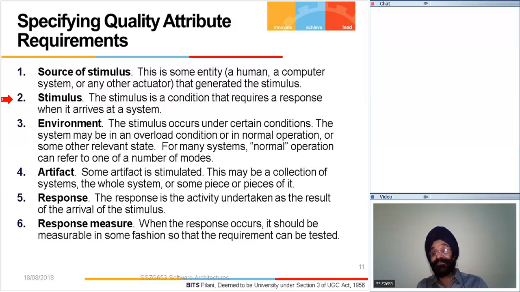Now, someone says, well, how is an artifact different from the source of stimulus? Okay, artifact is Navdeep, and the source of stimulus is the faculty. So what happens is that the artifact is a car. The stimulus is a car coming from the other side. This car responds by moving off the road.